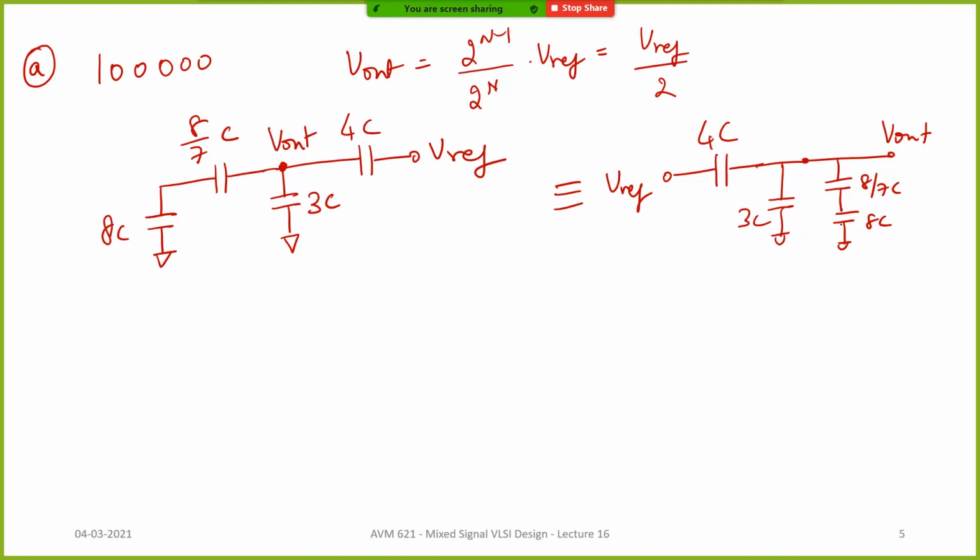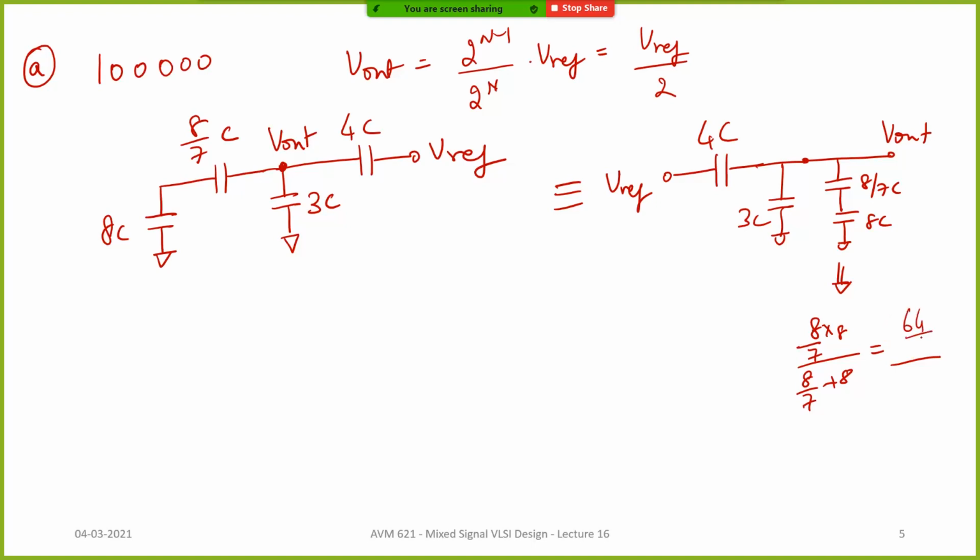Okay. Now what is this equivalent to? 8 by 7 in series with 8. Can you quickly calculate and tell? 8 by 7 into 8 divided by 8 by 7 plus 8. How much will you get? 1. No, you will not get 1. How will you get 1? It's a series combination, no?